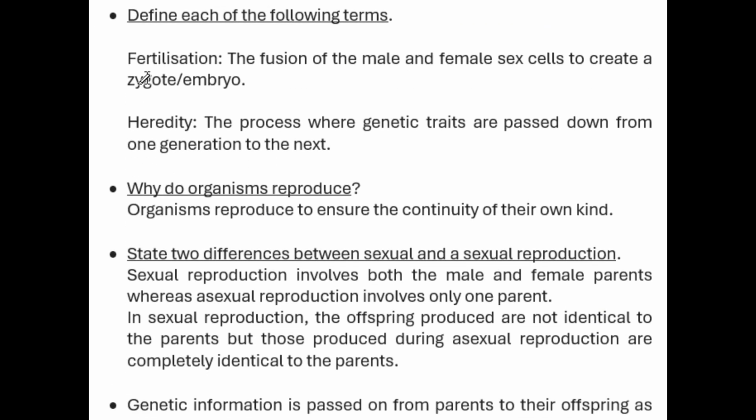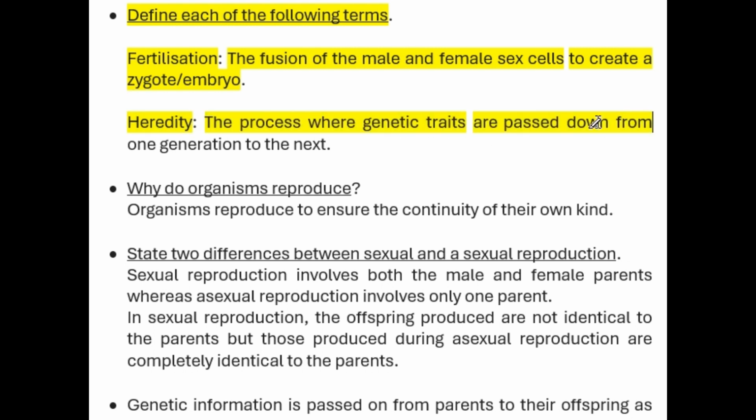Define each of the following terms. Fertilization, the fusion of the male and female sex cells to create a zygote/embryo. Heredity, the process where genetic traits are passed down from one generation to the next. Why do organisms reproduce? Organisms reproduce to ensure the continuity of their own kind.